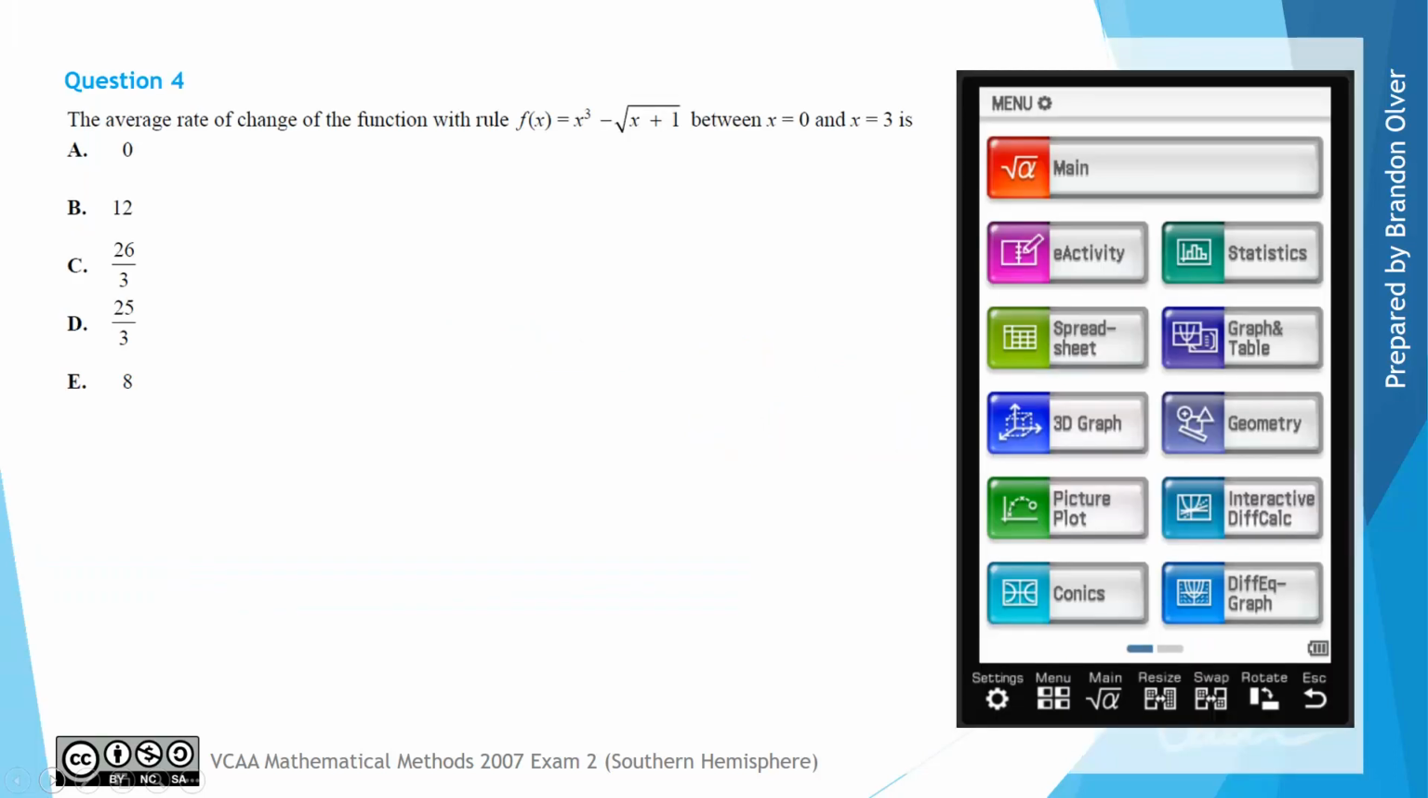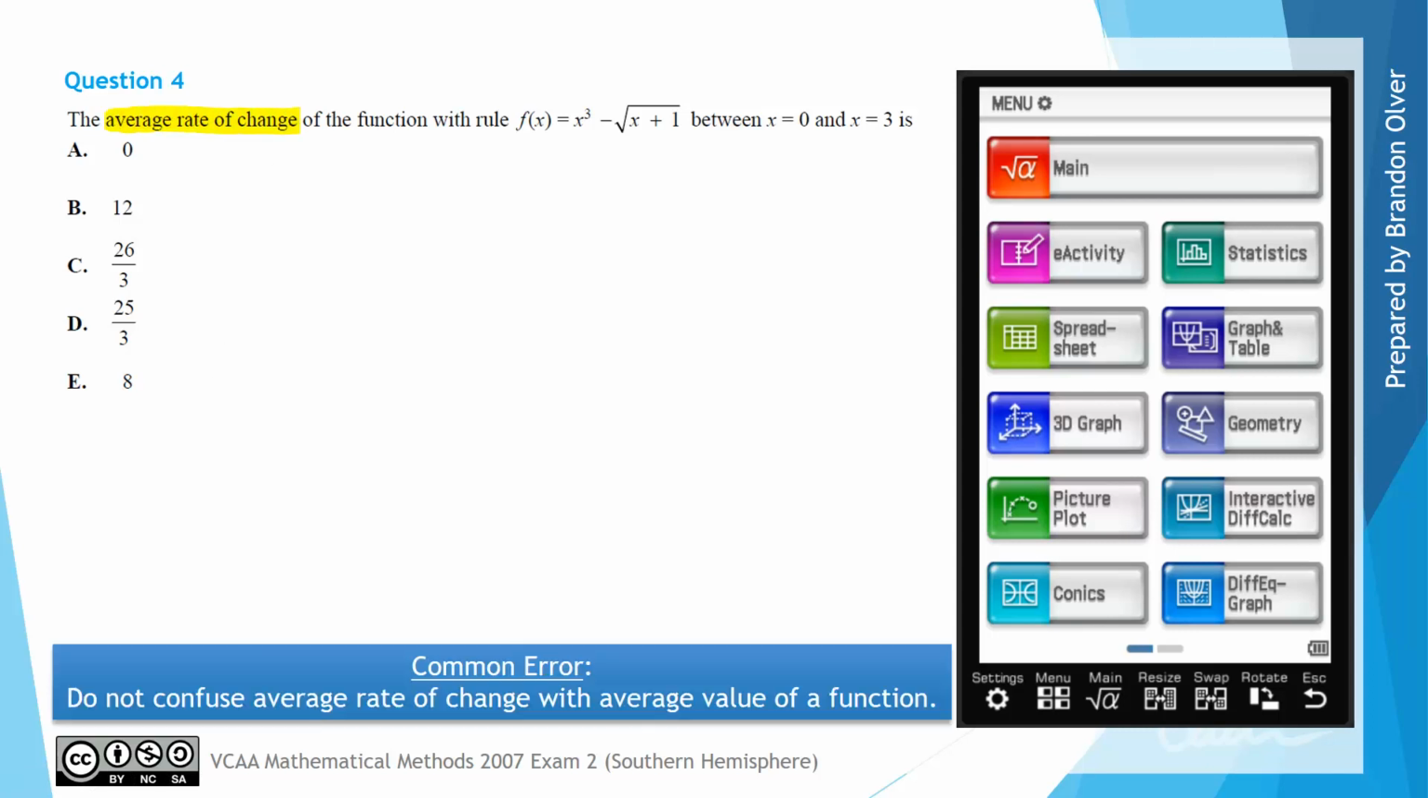So for question 4, it says the average rate of change of the function with the rule f of x equals x to the power of 3 minus the square root of x plus 1, between x equals 0 and x equals 3, is. The really important thing to highlight here is that we're after the average rate of change of the function. A common error is that people confuse the average rate of change of a function with the average value of a function. So just make sure in this question we're after the average rate of change.